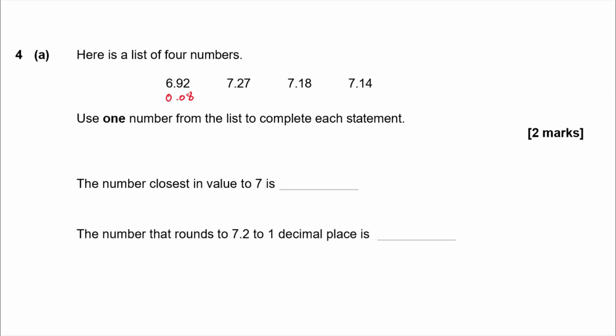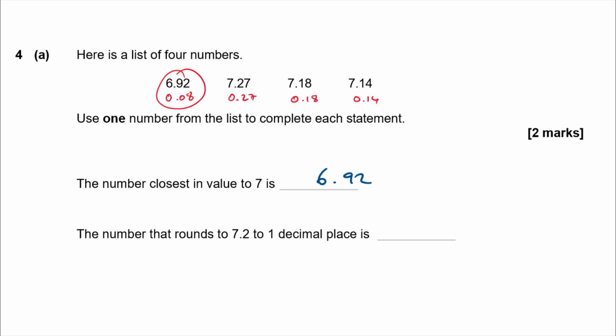The difference between 7 and 7.27 is going to be 0.27. That's going to have a difference of 0.18, and that's got a difference of 0.14. So look, that's the smallest difference there, isn't it? It's 6.92. And then it says the number that rounds to 7.2 to 1 decimal place.